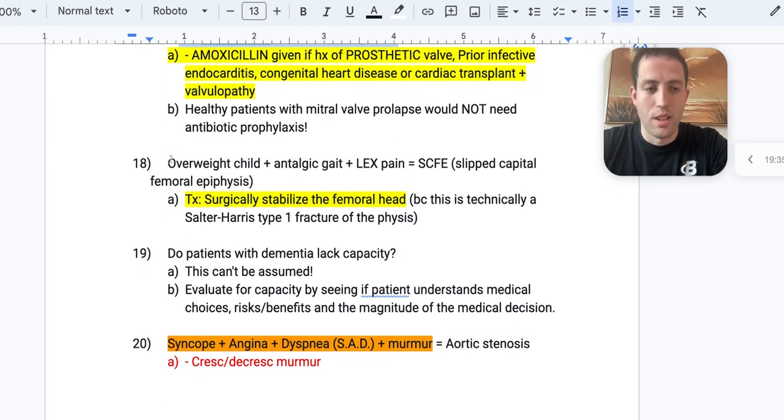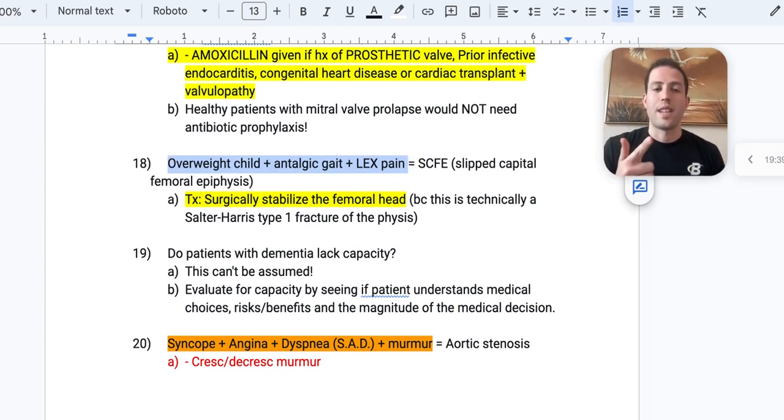All right, number 18. What if you see an overweight child? He has antalgic gait, so he's basically limping along. He's got lower extremity pain. I want you thinking SCFE. And so that's slipped capital femoral epiphysis. And so this is basically a Salter-Harris type 1 fracture of the physis of the bone. And so you want to surgically stabilize the femoral head. So this is a surgical treatment. This is not something that you just give pain meds for, or Tylenol or ibuprofen. You want to surgically stabilize the femoral head in these patients.